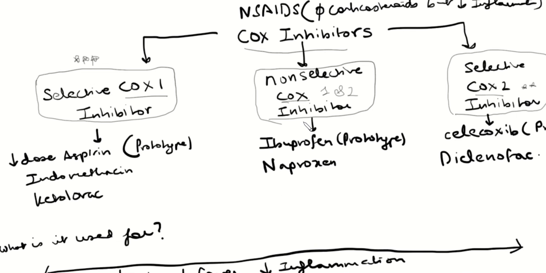First, let's talk about some examples of these drugs. Again, low-dose aspirin, indomethacin, and ketorolac or Toradol are three examples of Cox-1 inhibitors, and low-dose aspirin is supposedly the prototype. When it comes to non-selective Cox-1 and Cox-2 inhibitors, so these inhibit both Cox-1 and Cox-2, ibuprofen and naproxen, and ibuprofen is the prototype.